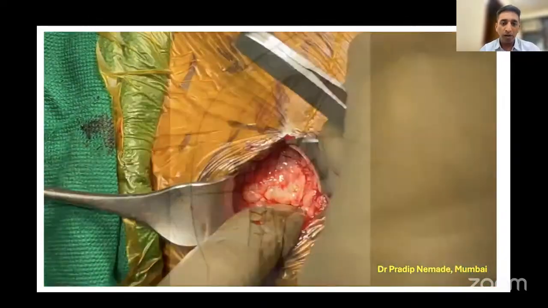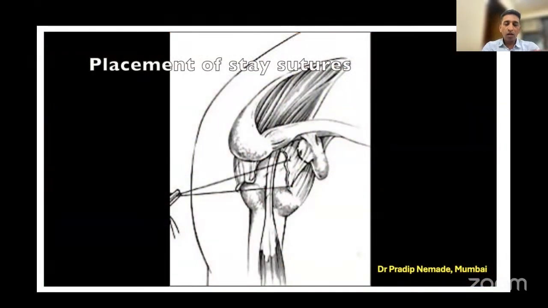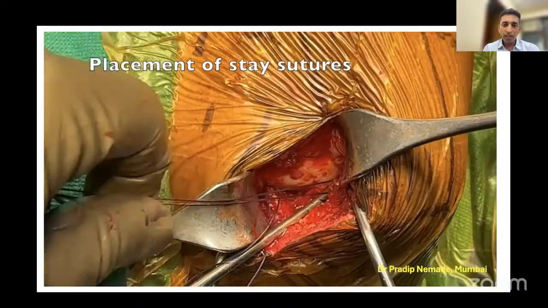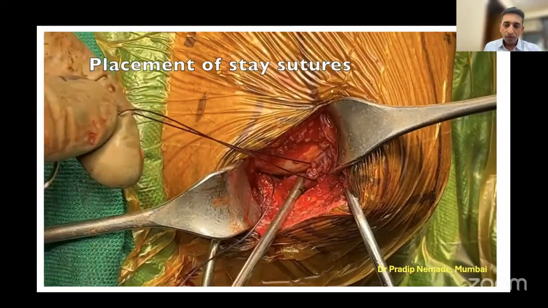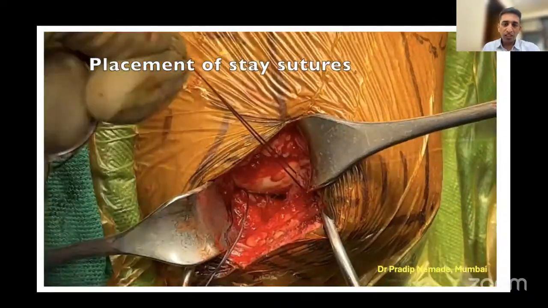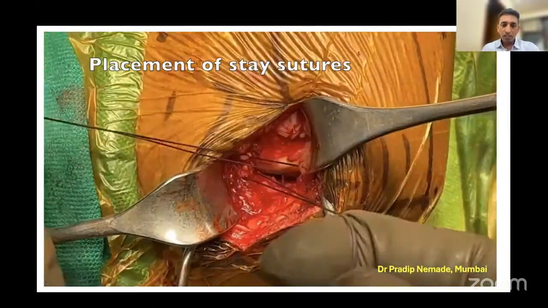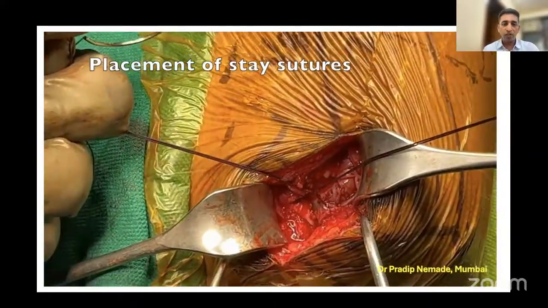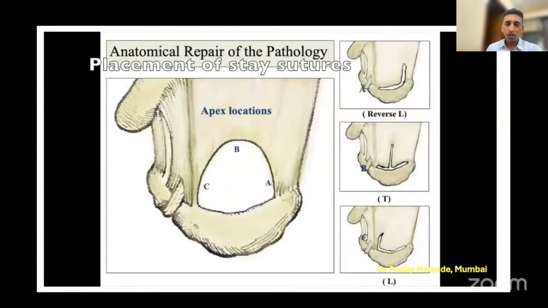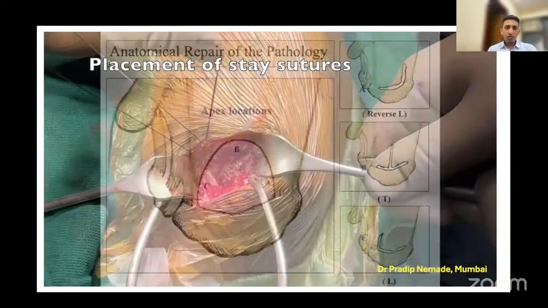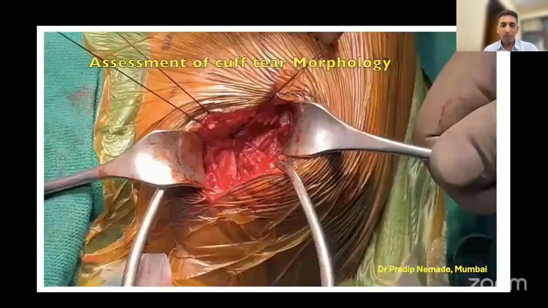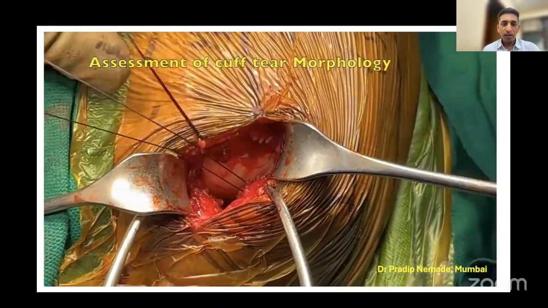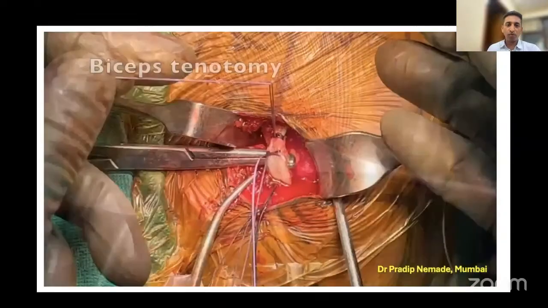We can see the bald GT and a reactive bone formation. Then we can pass the traction stitches and try to judge what is the morphology of the cuff tear. Now in this case, I was finding it like a T-shaped morphology. This is the T-shaped morphology. So my A point and C point are coming together and covering the entire footprint.